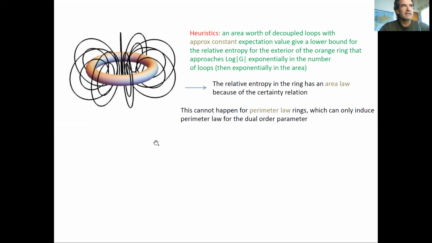So if you have instead a perimeter law for the black rings, this cannot be used to put an area law for the orange ring, because when you increase the size, the expectation value of these black rings will go very fast to 0, and it will not help you. You can only put small rings around, and it will give you only a perimeter law for the orange ring.